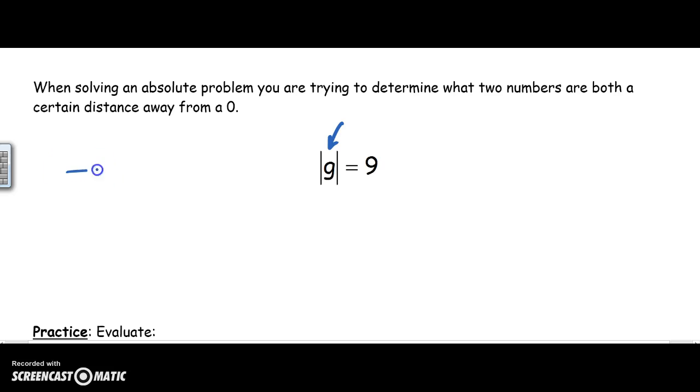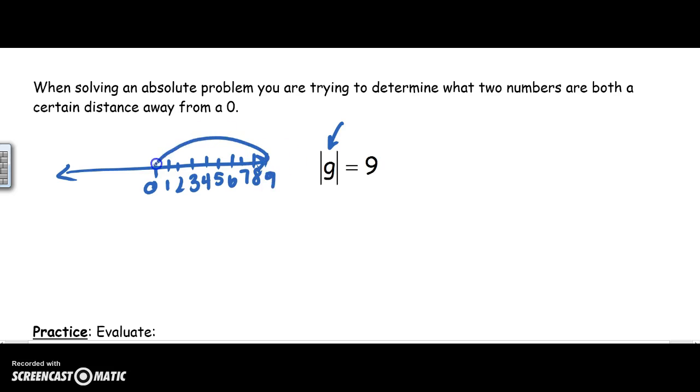You could either draw a number line. Here's your 0. And then you would have 1, 2, 3, 4, 5, 6, 7, 8, running off here, 9, right? You know that 9 is 9 units from 0, so that would make that true. So G is going to equal 9.